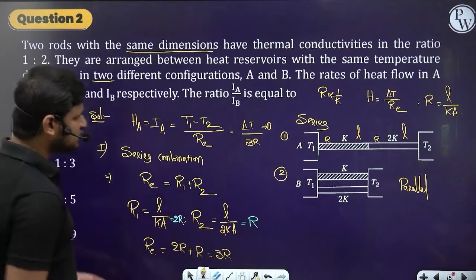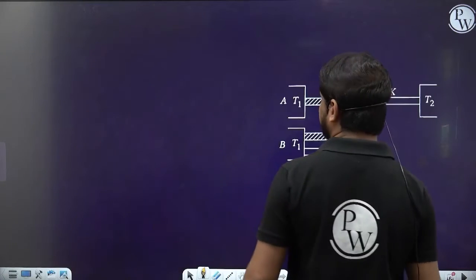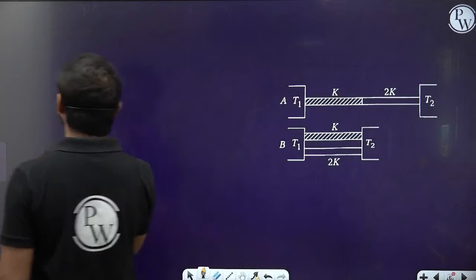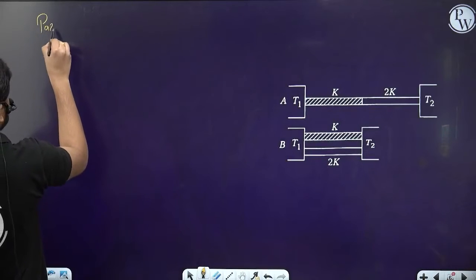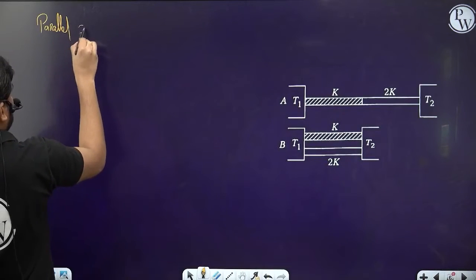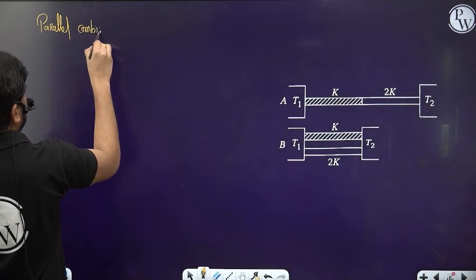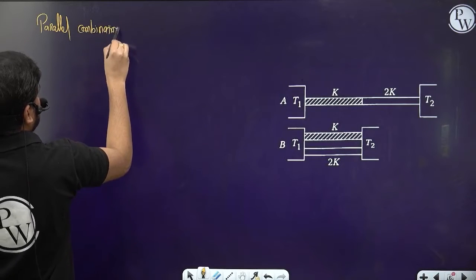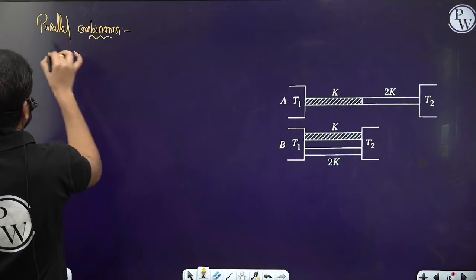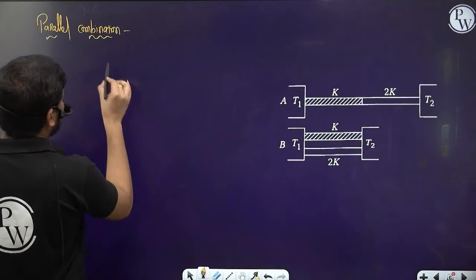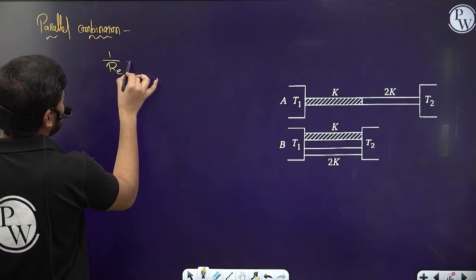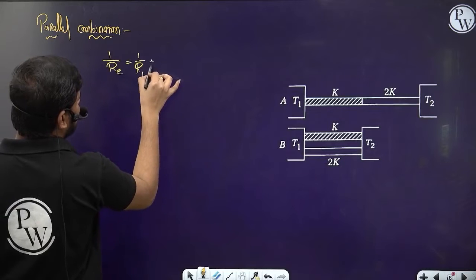Now let's do the parallel combination. In the case of a parallel combination, I can write 1 by R equivalent is equal to 1 by R1 plus 1 by R2.